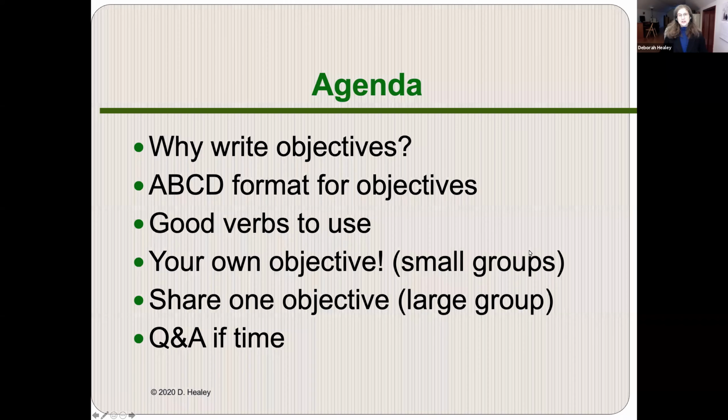The agenda is going to be why write objectives, a specific format for objectives that you may be familiar with, and if you are, great, some good verbs to use, and then you'll break into small groups to write your own objectives. So if you've used the ABCD format before, you can be the expert in the room helping others. Then we'll come back into the large group to share one objective from your small group, and then if we have time, we'll do a little question and answer. So let's go.